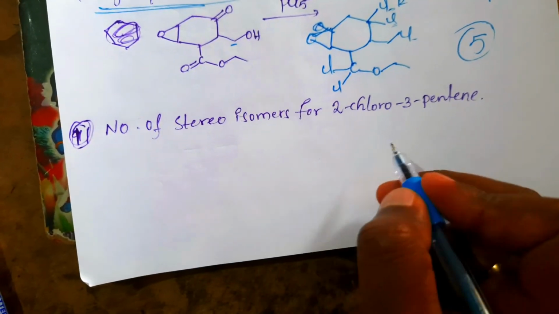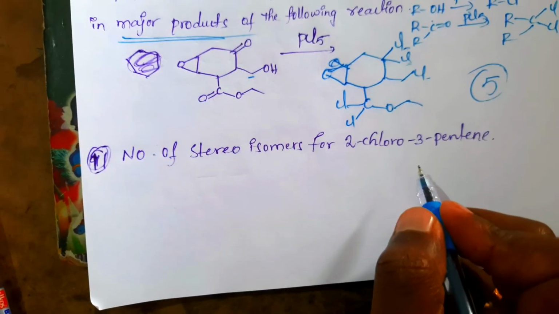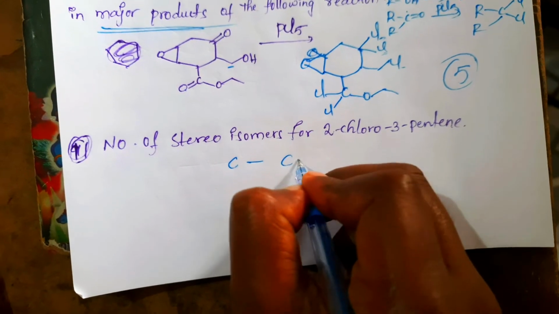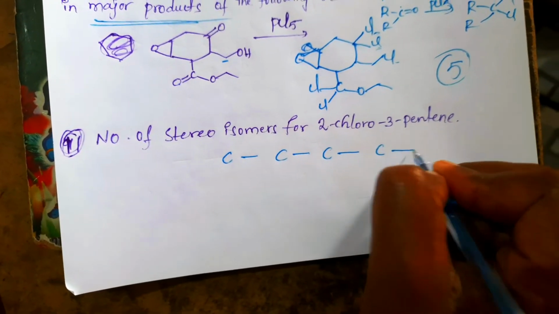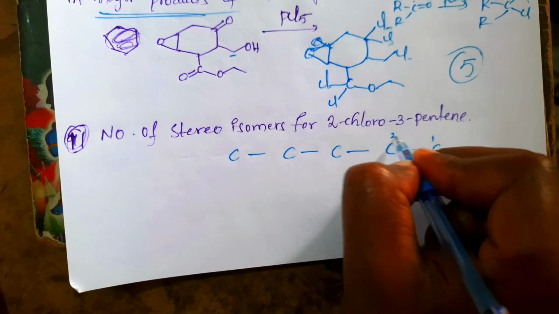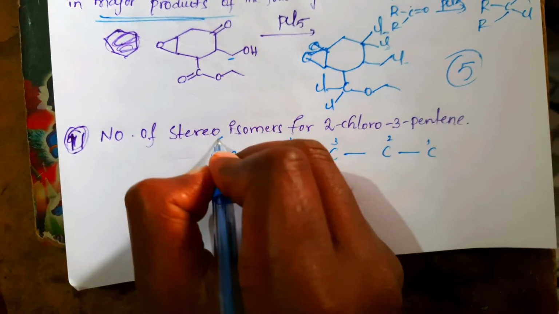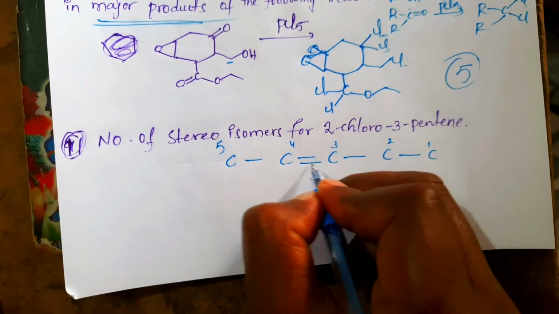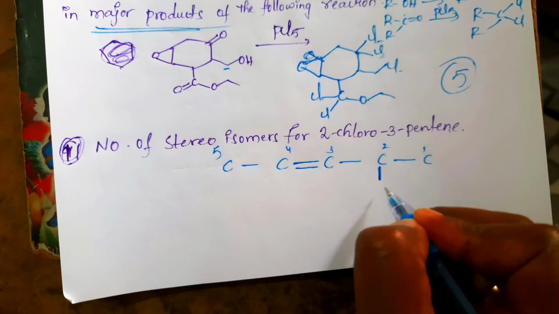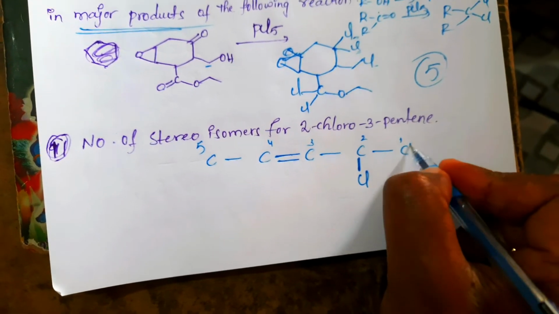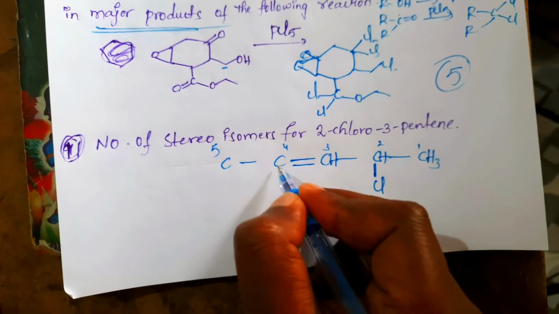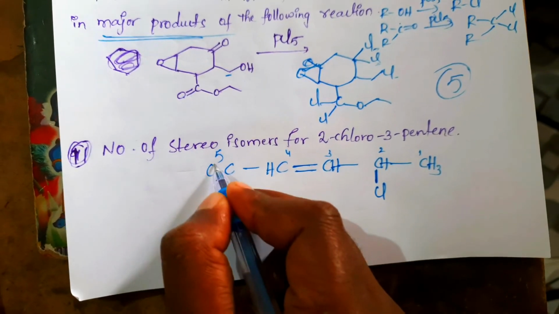Next, number of stereoisomers for 2-chloro-3-pentene, what they are asking. Pent means 5 carbons we should write. So 1, 2, 3, 4, 5. At the third carbon they are saying pentene. At the second position chlorine is there. This is the chlorine. Now satisfy the tetravalency here: CH, here CH, here CH, here CH3.